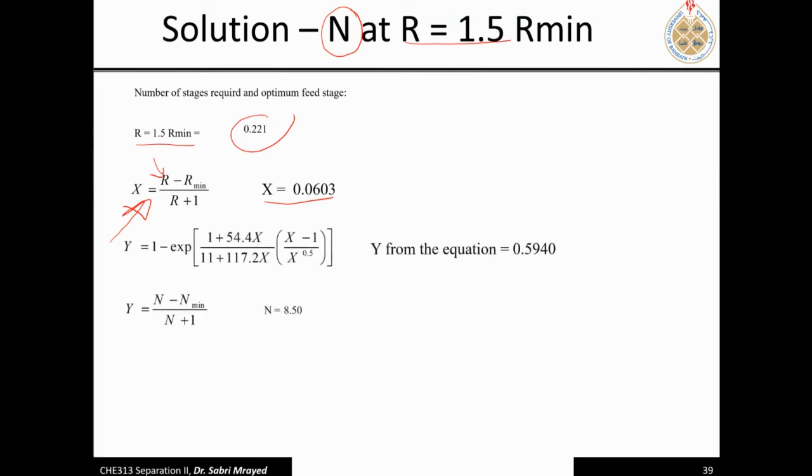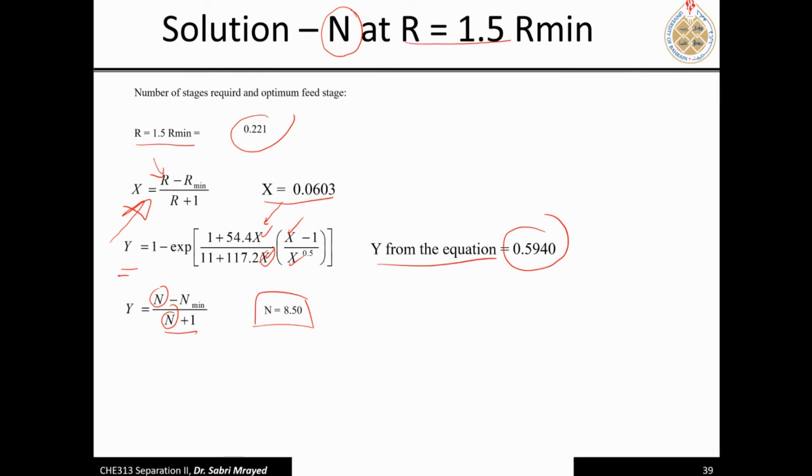I use the equation instead of the graph. You can use the graph if you want, but usually whenever there's an equation, it's better: more accurate, easier, and faster. So from this, when you substitute this value here, this is the y value. Now, the y value, we know, is N minus N minimum over N plus 1. You solve for the unknown value, and the number of theoretical stages will be 8, as you see here.